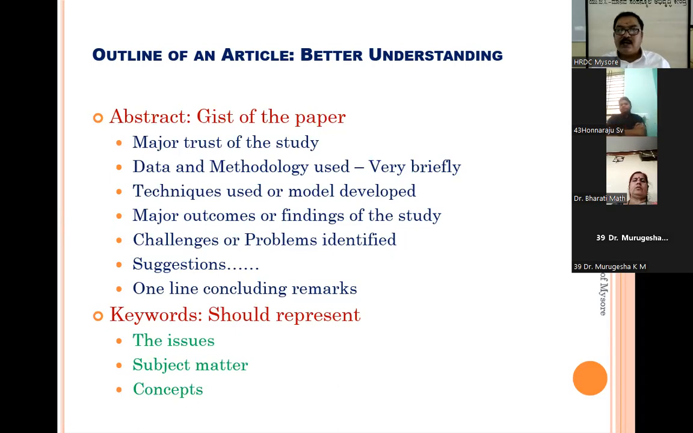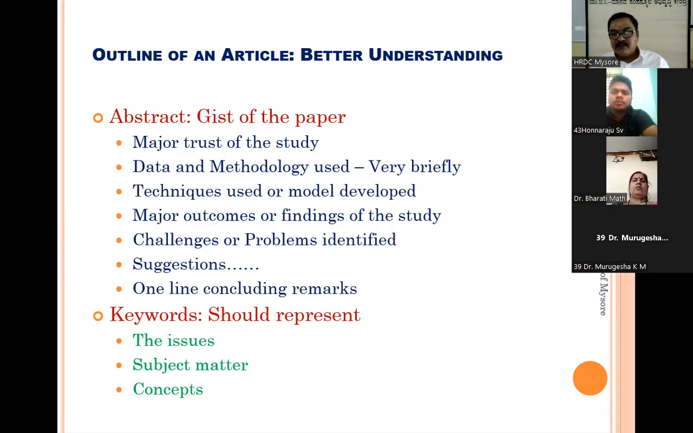in your research article, and the major outcomes or findings of the study, and what challenges you have identified in that subject matter, and what suggestions you have given to solve those challenges or problems, and one line of concluding remarks. Meaning, only after completion of your paper will it be possible for you to write the abstract. The abstract is a simple miniature of your paper.